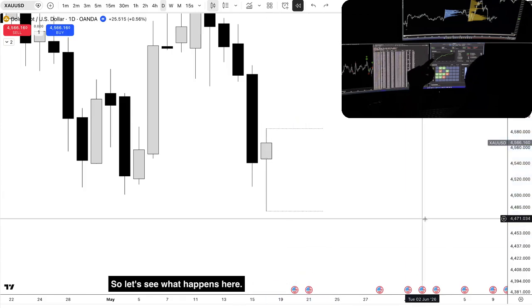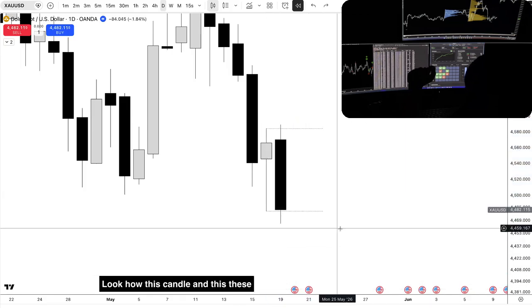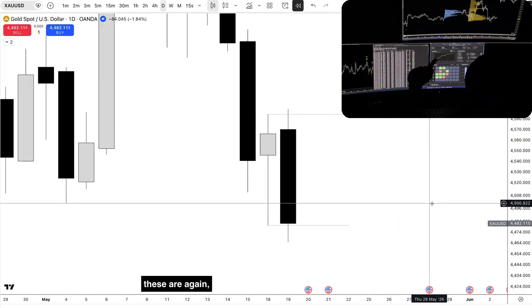So let's see what happens here. Look how this candle plays out. These are the plays you want to be focusing on, because when you catch the daily to daily and it actually plays out from high to low or from low to high, these are massive, massive trades.